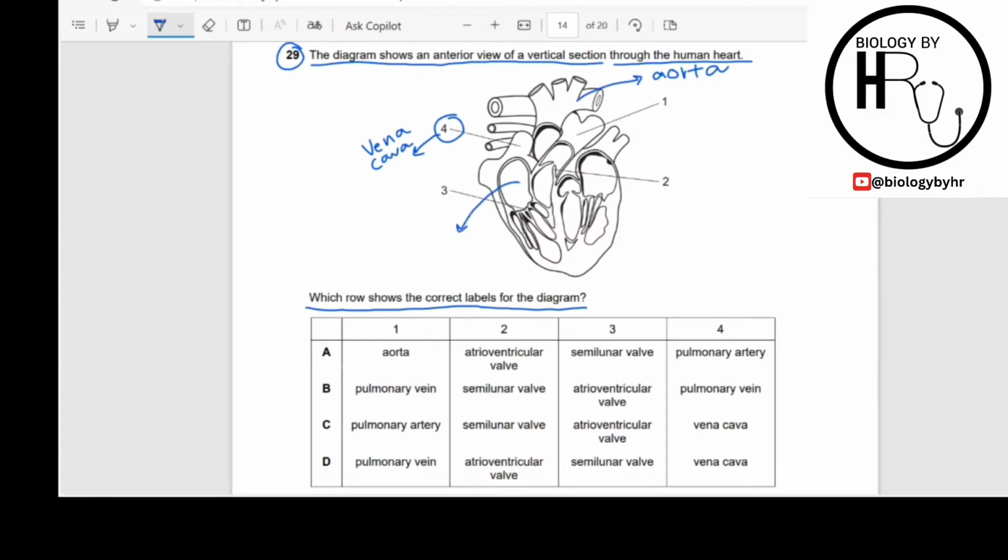This is the right atrium, which receives the deoxygenated blood from the vena cava. Then this is the right ventricle. And over here they are connected by the valves, which are known as the tricuspid valve.